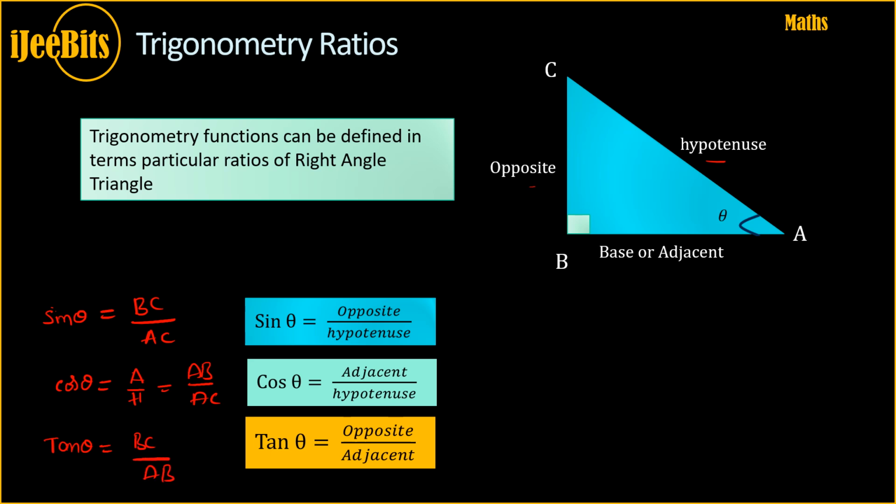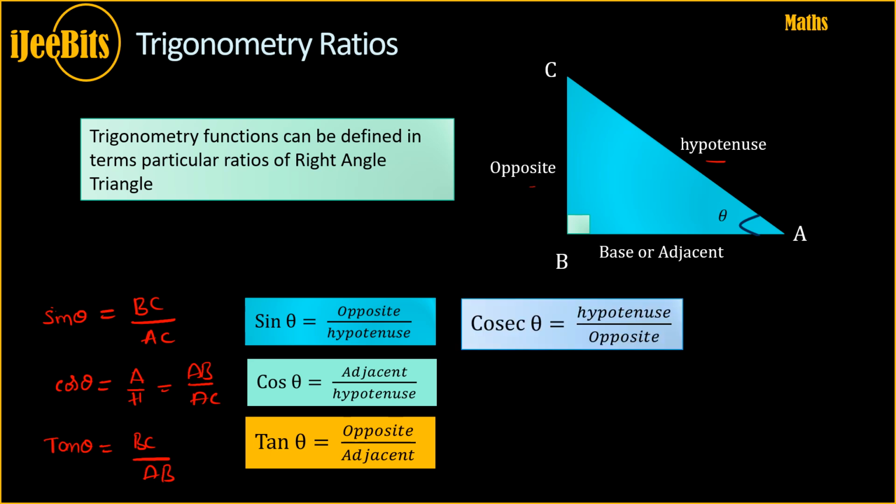Sin theta, cos theta, tan theta are the trigonometry ratios. You have three more, which is cosecant theta. If you look at sin theta and cosecant theta, the definition is a reciprocal. Sin theta means opposite by hypotenuse. Cosecant means hypotenuse by opposite, right? So how do you define this one? Cosecant theta: hypotenuse means AC, and opposite is BC, right?